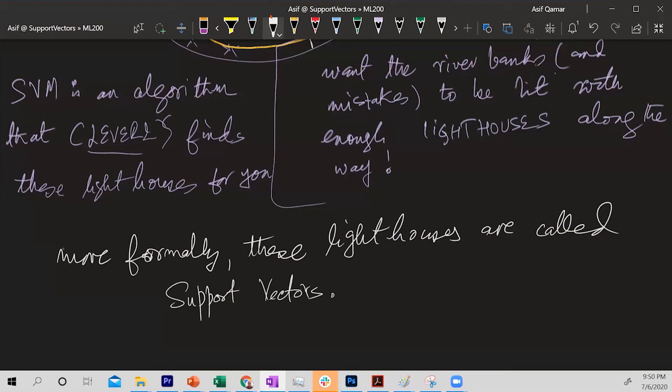It depends on individuals to decide how much budget they want. Yes, or more formally, see, ultimately the proof of the pudding is in the eating.